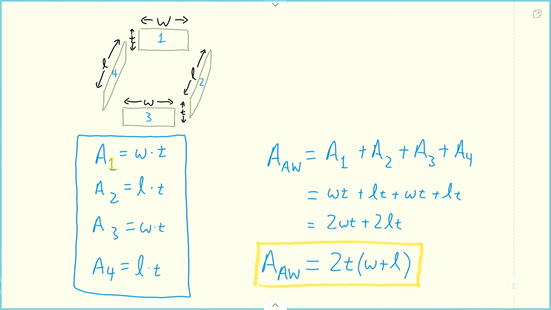The area of the first rectangle is equal to the width times the thickness of the aperture, and so is the area of rectangle 3. Now the areas of rectangles 2 and 4 are equal to the length times the thickness of the aperture. The area of the aperture walls is equal to the sum of all 4 of these rectangles. That gives us 2 times WT and 2 times LT. Pulling the 2T outside gives the area of the aperture walls as 2T times (W plus L).